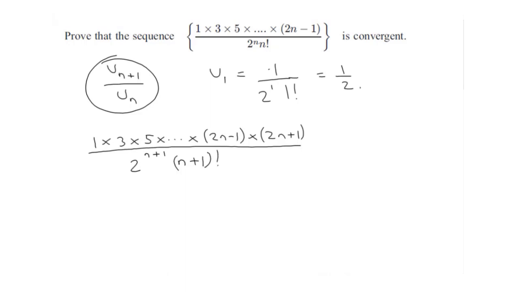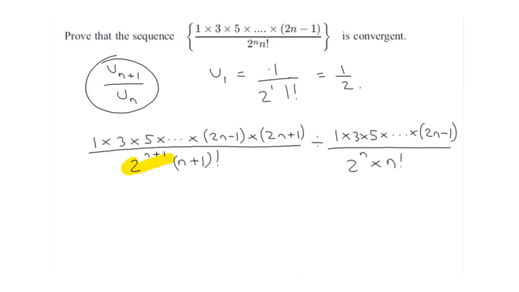So that is u_{n+1}. And if we're dividing that by u_n, well, we're dividing by 1 times 3 times 5 times ... times (2n minus 1) over 2 to the n times n factorial. Right, so two things. Firstly, if you're dividing by a fraction, then you can multiply by its reciprocal, so we can flip the second fraction. And secondly, they are incredibly common rearrangements.